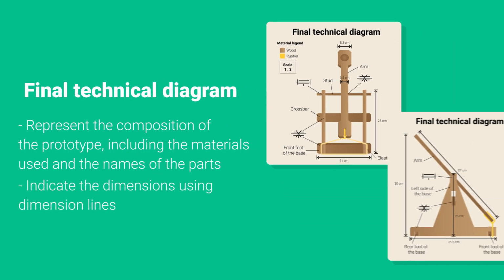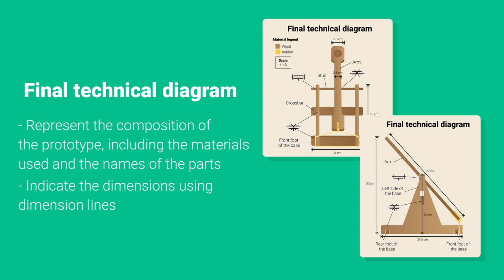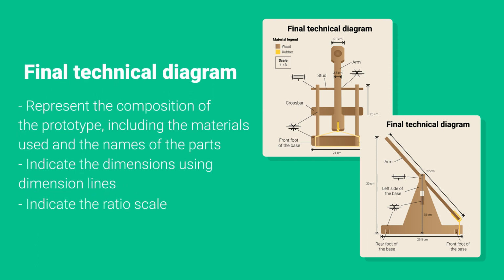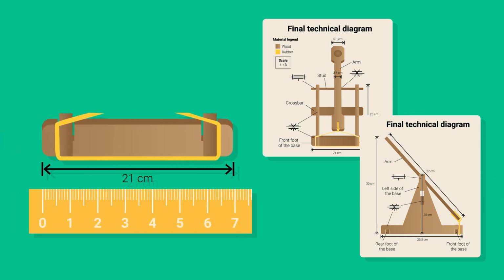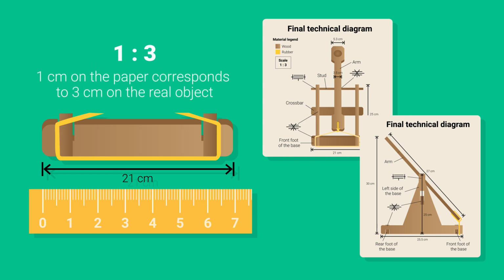Here, we add the measurements of the prototype using dimension lines. Since the diagram must be to scale, it is also necessary to indicate the ratio scale used to draw the object. For example, a 21 centimeter long part on the catapult measures 7 centimeters in the drawing. So there is a 1:3 reduction scale. In other words, 1 centimeter on paper corresponds to 3 centimeters on the real object.